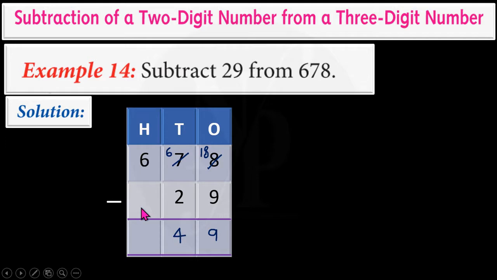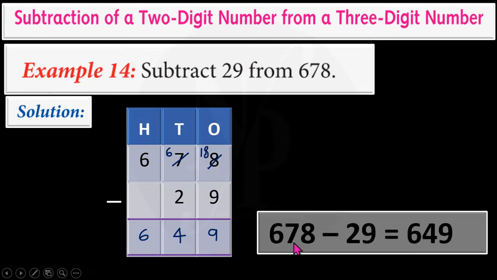And in hundreds column, you don't have any digit here in the second number. So the 6 hundreds are written as it is in the hundreds column here in this answer. Therefore, 649 is the answer, which is the difference of 678 and 29. This can also be written as 678 minus 29 is equal to 649.